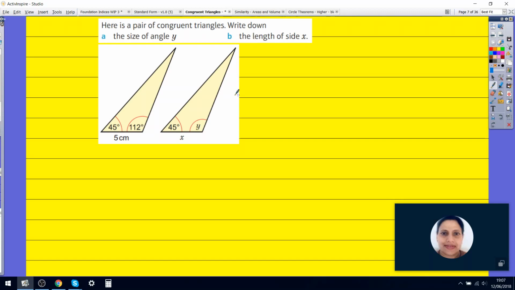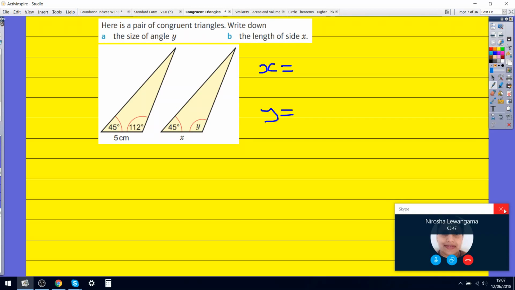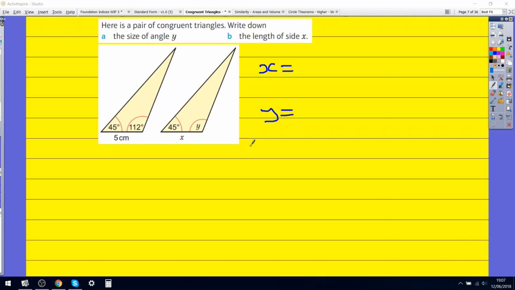Okay. So I'll just draw these two triangles. So X is 5 centimeters if they're congruent, and then the angle Y would be 112 degrees. That's it.